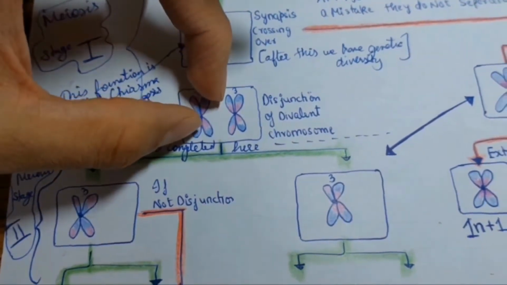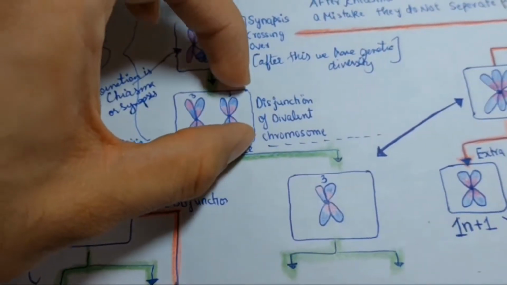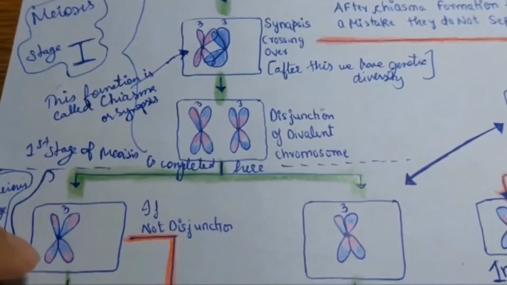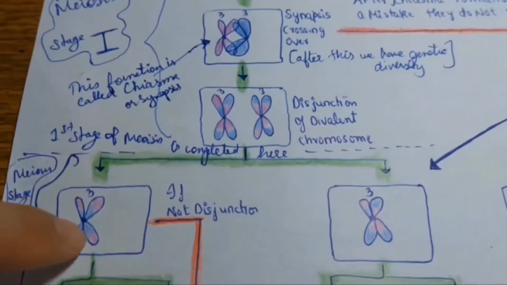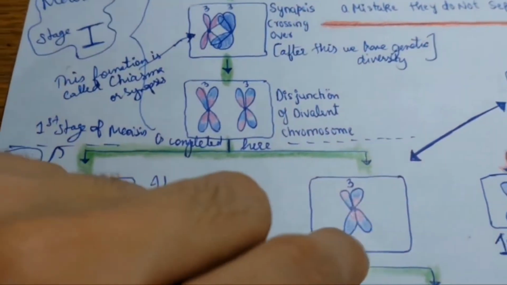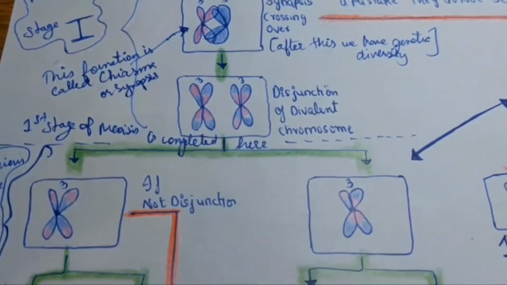Okay, so 23 pairs of chromosomes are going to go to this cell and the other 23 pairs of chromosomes are going to this cell. So now this was 2n but now this will be just 1n. It is a single chromosome but it is divalent. The same happens here, this is a single chromosome, divalent.